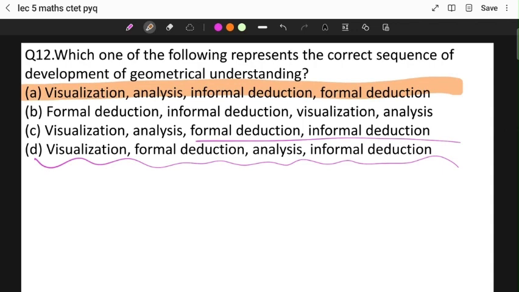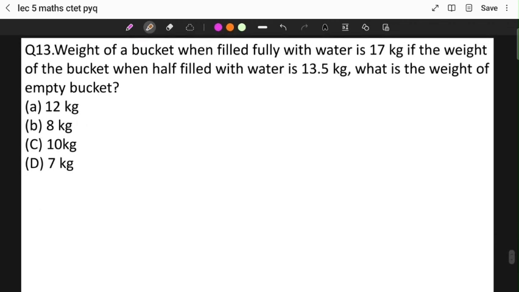in our regular batch. So this is again a question based upon maths pedagogy, so you can check it out. This is the sequence of the development of geometrical understanding, where the students visualize, then analyze, informal deduction is done, and then formal deduction. Okay, moving on to the next question.